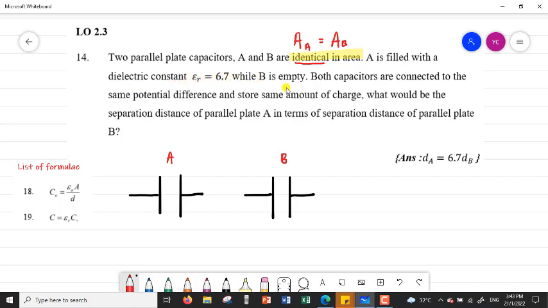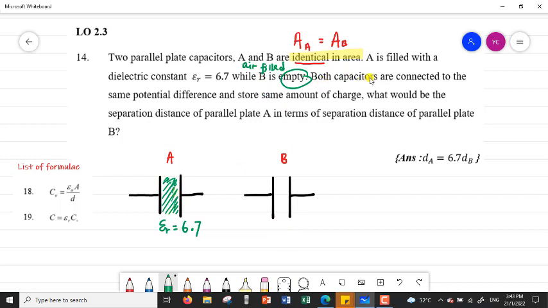Then the question tells us that A is filled with a dielectric constant epsilon R of 6.7, while B is empty. So capacitor A has a dielectric in the gap between the plates, whereby the dielectric constant is given as 6.7. B is empty, which means the middle is empty. So capacitor B is an air-filled capacitor, and capacitor A has the dielectric.